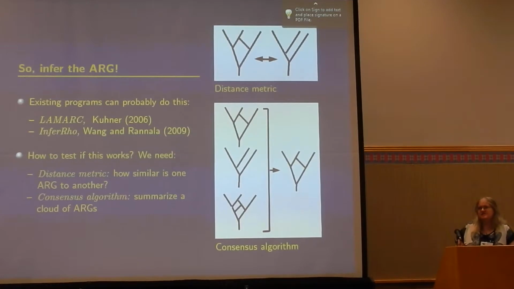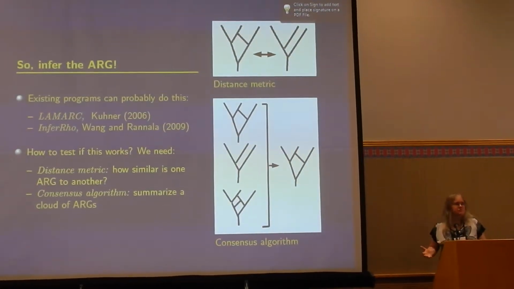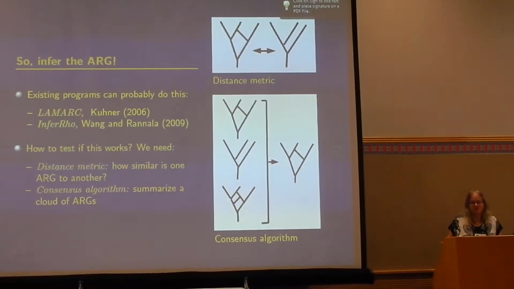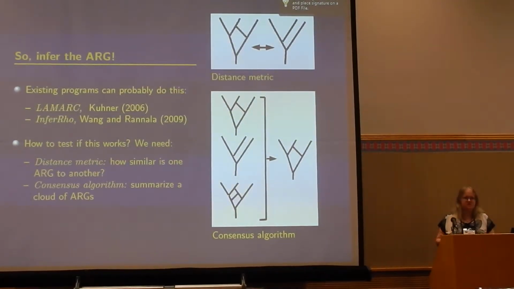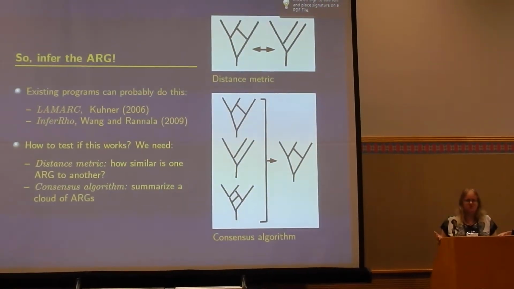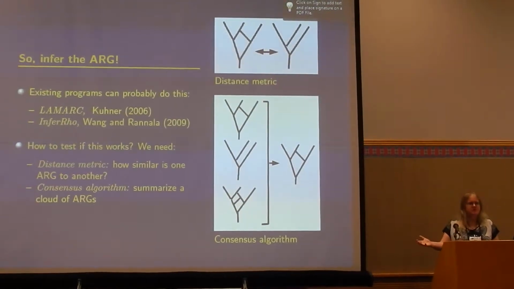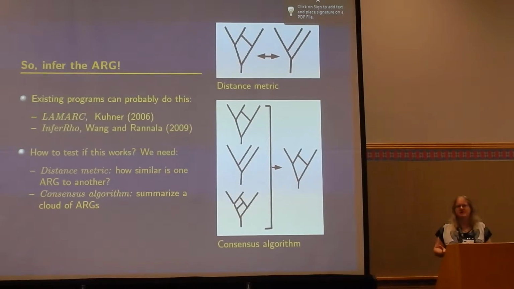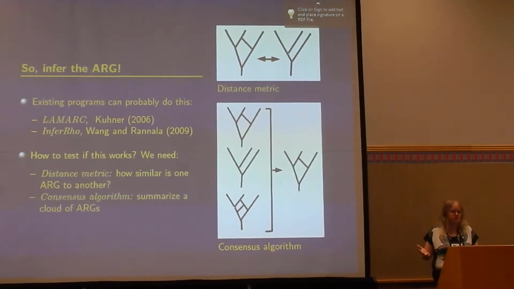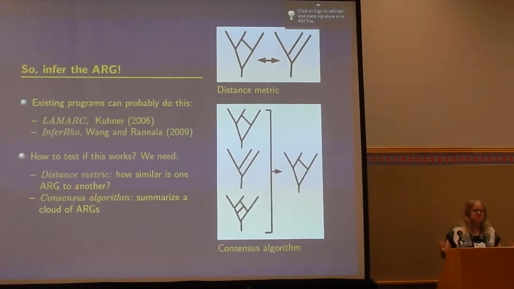So it's obvious to ask, do they actually infer the ARG successfully? Have we written ARG inference engines and we don't even know it yet? That was actually a problem that bogged me for many years, because in order to test if this works, you need to be able to say, is the ARG that comes out a good representation of, for example, the ARG in which you simulated your data? That needs an ARG distance metric. There wasn't one.